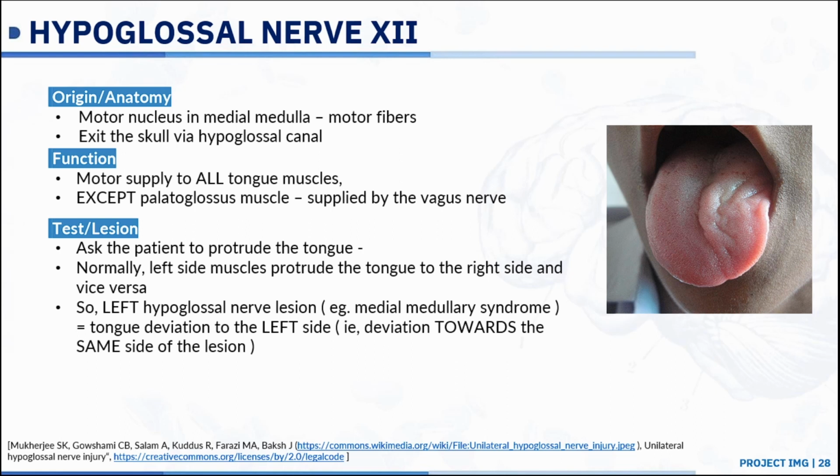Test and lesion: ask the patient to protrude the tongue. Normally, the left side muscle protrudes the tongue to the right side and vice versa. So a left hypoglossal nerve lesion, e.g., medullary syndrome, causes tongue deviation to the left side, i.e., deviation toward the same side of the lesion.